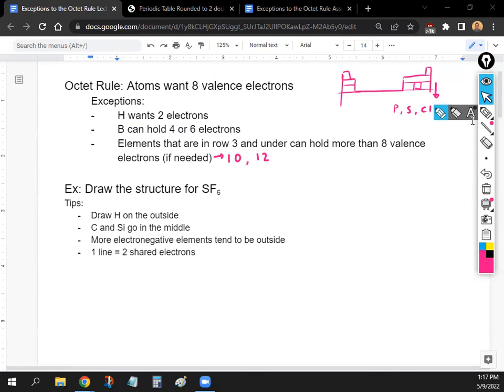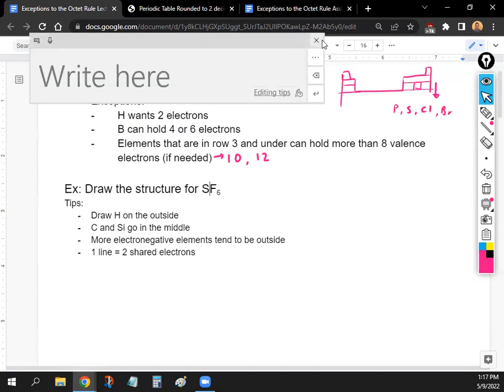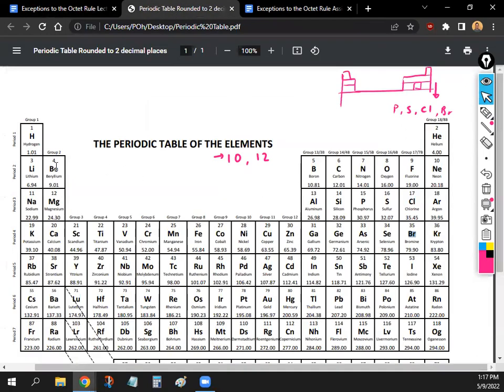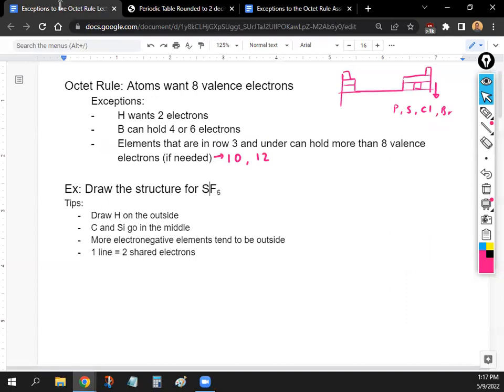Okay, so if we take a look at SF6 on the periodic table, let's look at S first. We're going to count the boxes on the periodic table: 1, 2, 3, 4, 5, 6 valence electrons for S, and F is going to have 7. So S has 6 and F has 7. Let's jot that down. S is 6, F is 7, but there's 6 of them, so it's going to be plus 42. So we're going to be working with a lot of electrons here. We got 48 valence electrons.